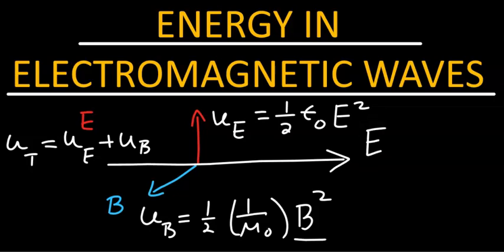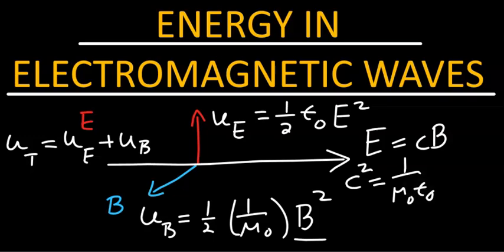Since the magnitude of the electric field is related to the magnitude of the magnetic field by the following expression, and C squared is quite simply 1 over mu naught times epsilon naught, where C is speed of light in vacuum, one can show that this expression is indeed the same as U sub E, namely the energy density of electric field. To show that, all we have to do is to substitute 1 over mu naught from this expression, and that would become epsilon naught C squared.